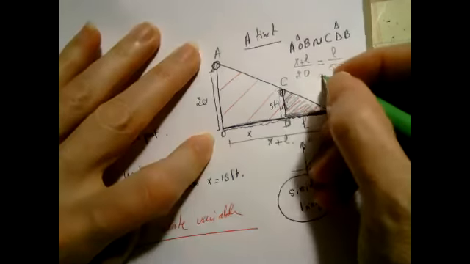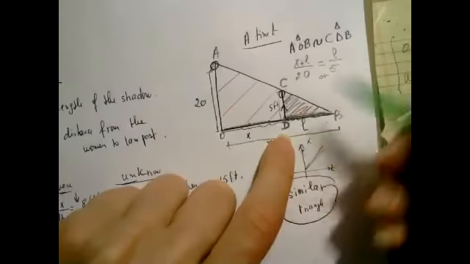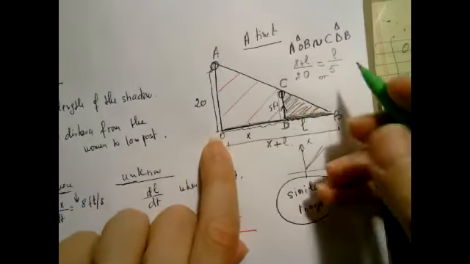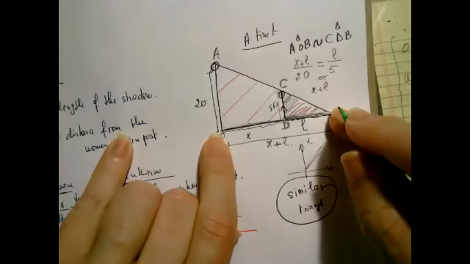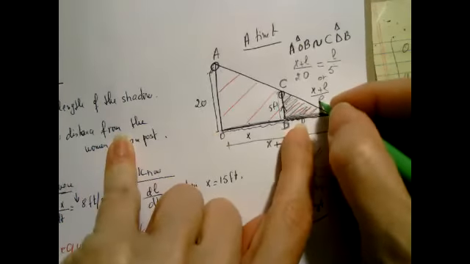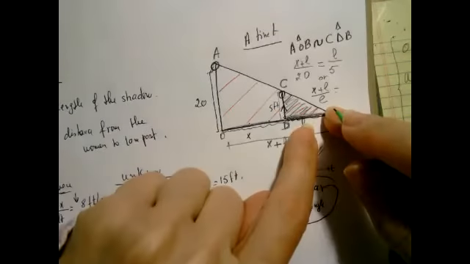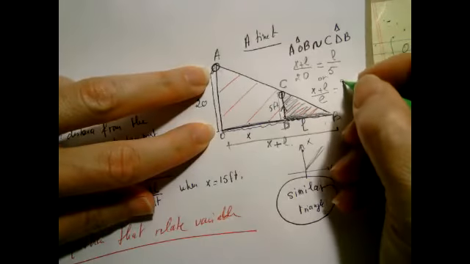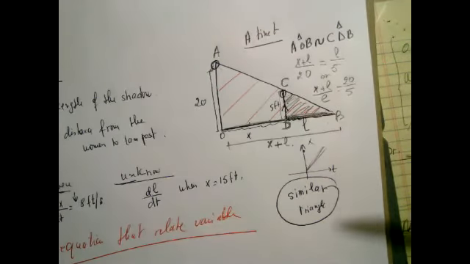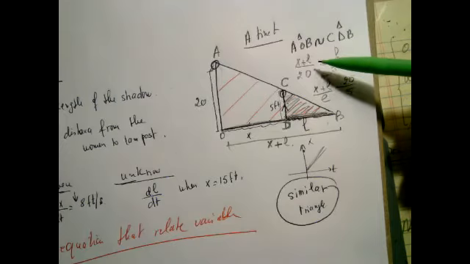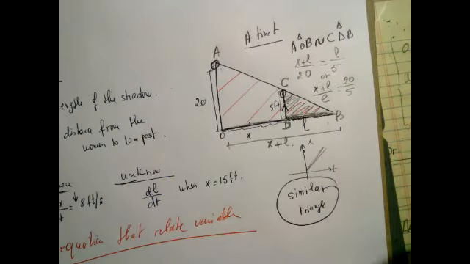Or you can write it this way, which I would rather write, which is the same thing. Or you write it X plus L over L: this side over that side is the same ratio as the 20 over 5. So you can write it either way, this way or that. We have to be very careful with the side we are using. That's really how the similarity works, and that's what's going to give me the relationship between my variables.